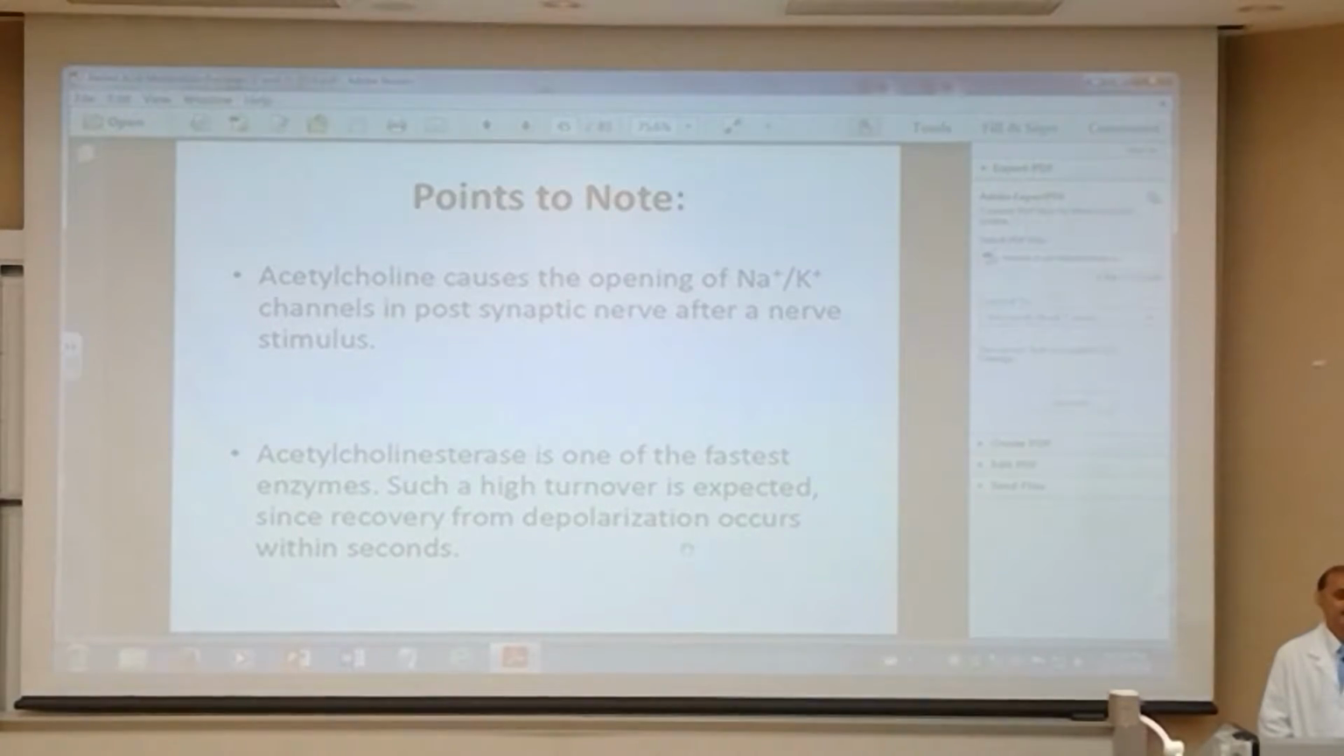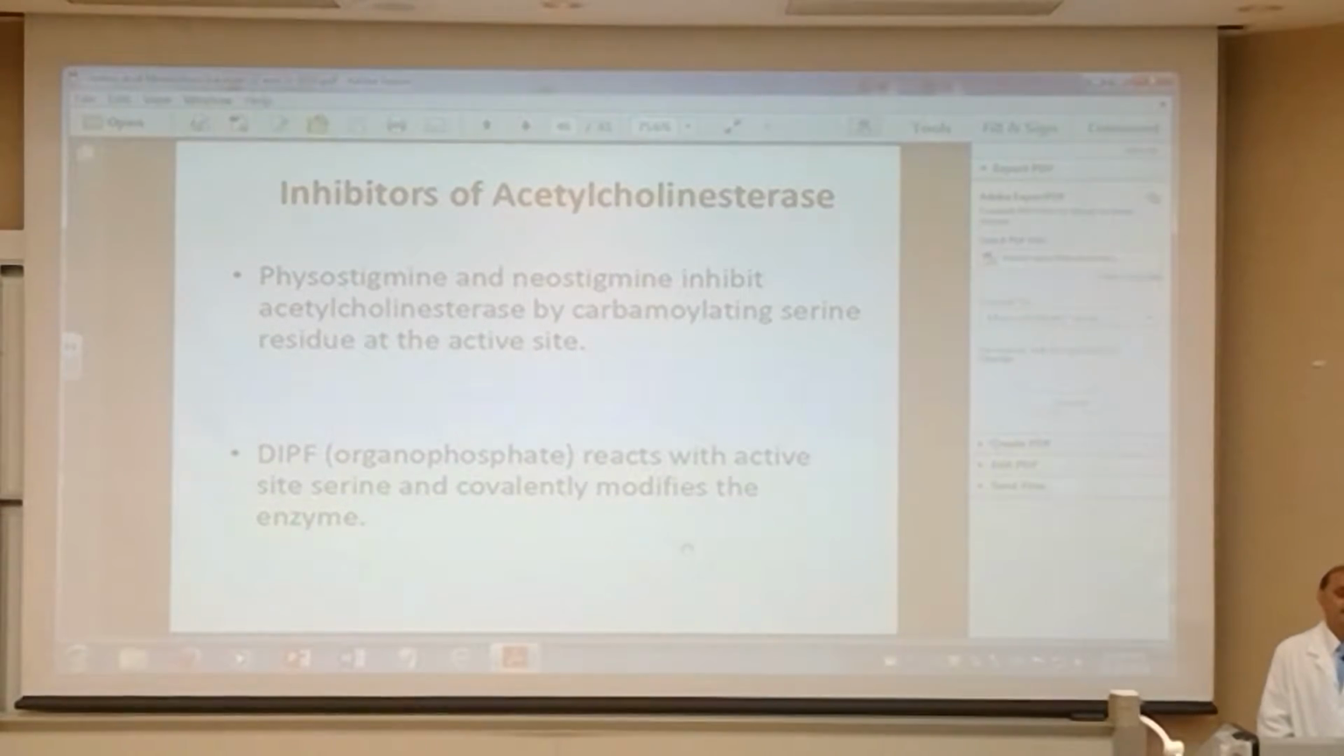Okay, now acetylcholine basically opens up the sodium potassium channel. That's physiology. You'll get that in the cell, of course. Okay, physostigmine, neostigmine, those are the inhibitors of the acetylcholinesterase. It basically carbamylates the serine residue of the enzyme and basically inactivates the acetylcholinesterase.